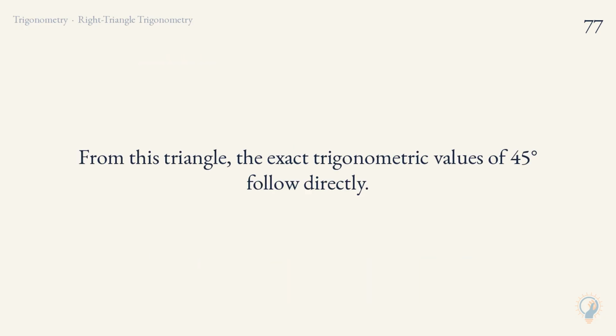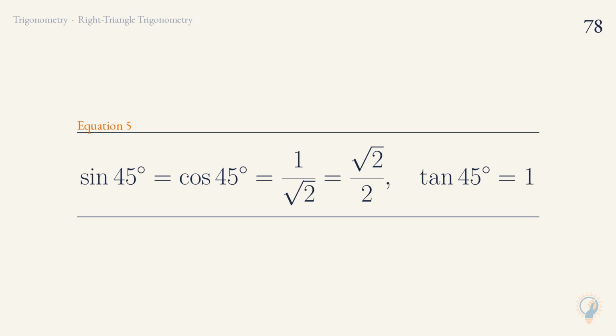From this triangle, the exact trigonometric values of 45 degrees follow directly. Equation 5. The 45-degree exact values: sine of 45 degrees and cosine of 45 degrees are both equal to 1 over the square root of 2, which equals the square root of 2 over 2. Tangent of 45 degrees equals 1. Opposite and adjacent are the same length in this triangle.